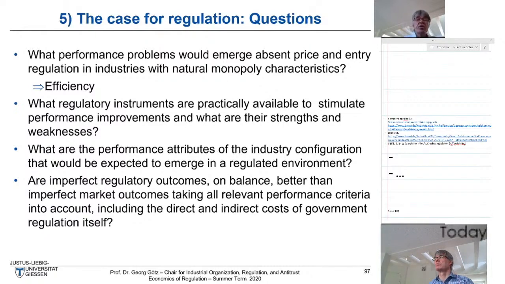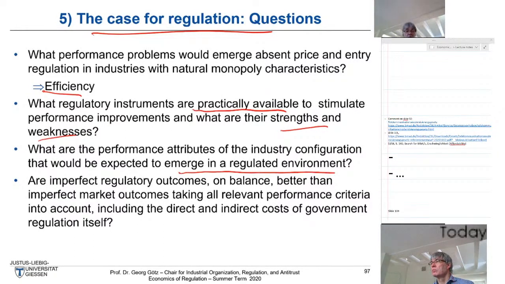We have several questions. If we regulate, the question is, what performance problems emerge and how do we solve them, okay? The question of efficiency. That was pretty much, we want to get rid of the deadweight loss if we regulate. The question is, can we achieve that? Which kind of instruments are available to get good performance, to get good prices? And what are their strengths and weaknesses? What are the performance attributes of the industry configuration that would be expected to emerge in such a regulated environment? So what do we achieve?